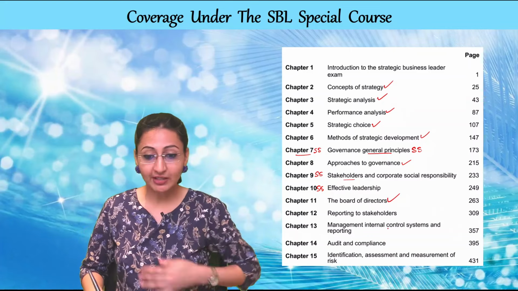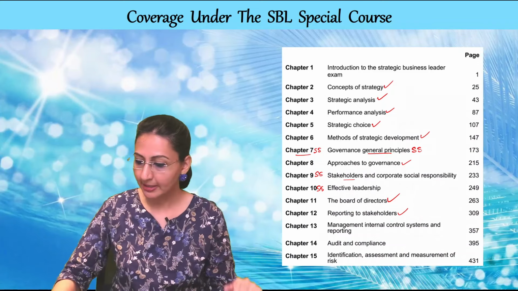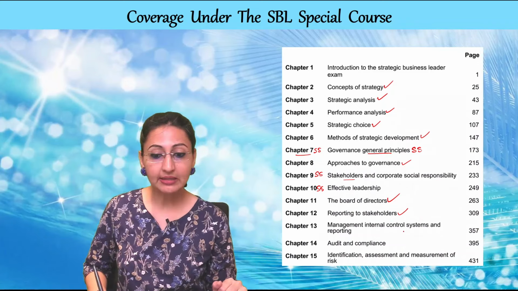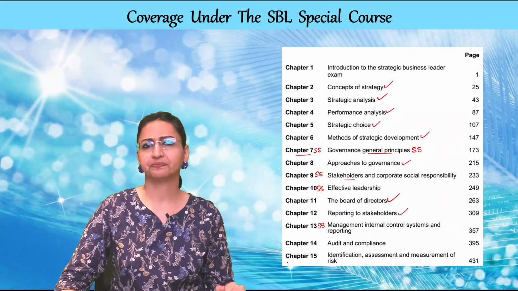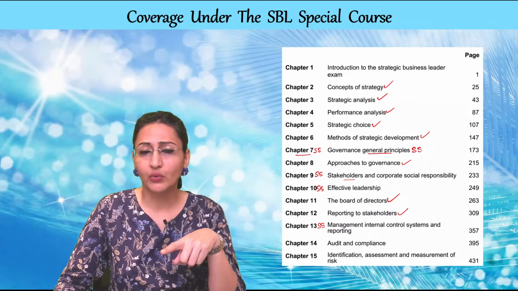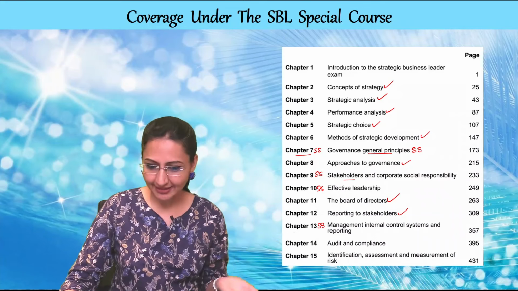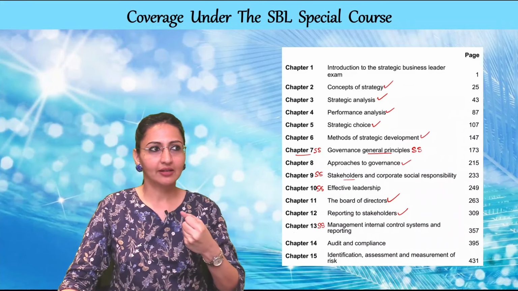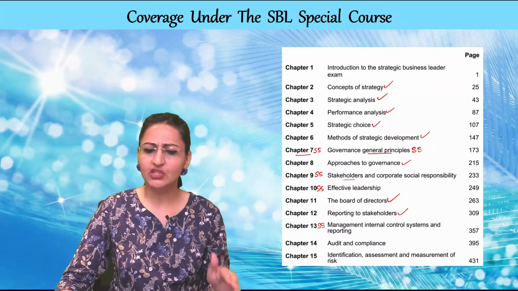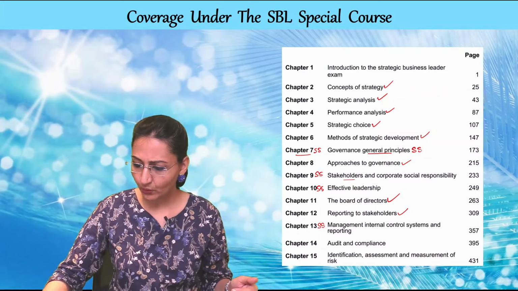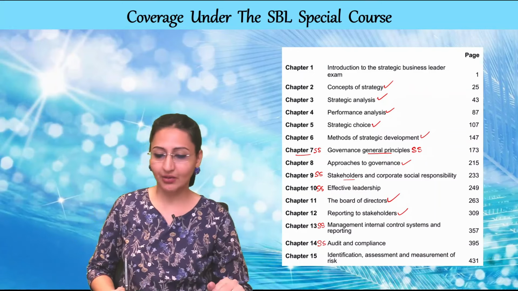Then comes reporting to stakeholders. This also is a bit technical. I will have to cover this. Then comes management internal control systems and reporting. This is a self-study chapter. So from here, we enter into the audit background. Internal controls, how the senior position holders need to ensure that proper controls are there in the organization. This is a basic generic chapter which can be done on your own. Then audit and compliance also can be done on your own.